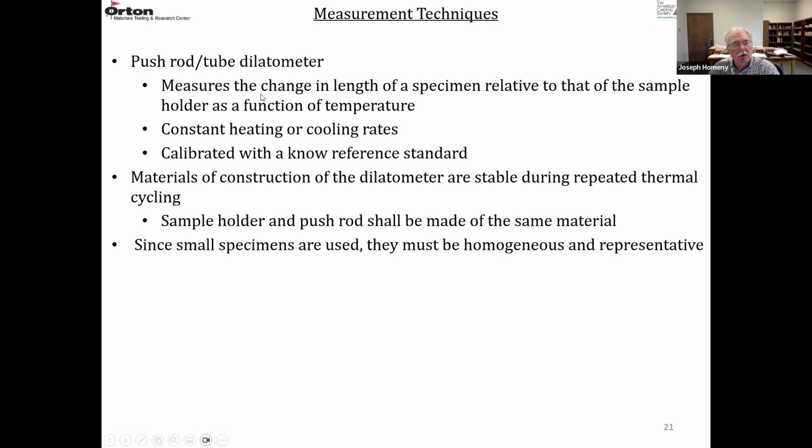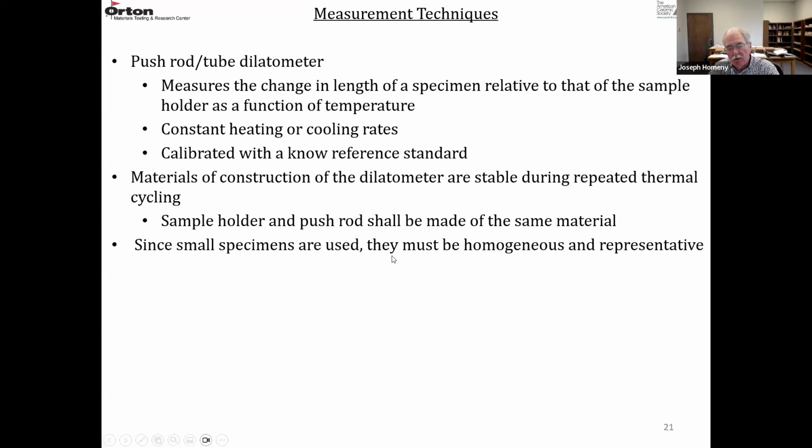So in a dilatometer, you just measure the change in length of a sample relative to that of the sample holder as a function of temperature. You have to use constant heating and cooling rates, and you calibrate with a known reference standard using constant heating and cooling rates. So the push rods and the tubes have to be stable. They have to be high temperature stable materials, and they should be made of the same material. The specimens that you use are small, so they need to be homogeneous and representative of the material.